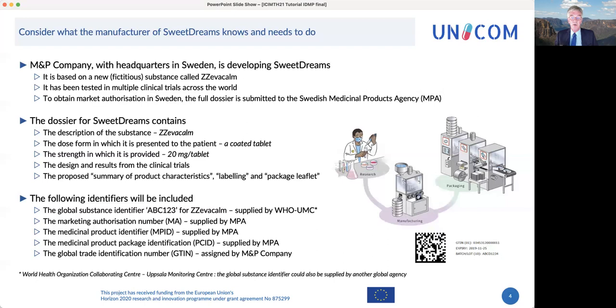What's interesting and crucial to understand is that a global substance identifier needs to be supplied by someone. There needs to be a global agency that actually distributes and controls these global identifiers. We've listed here the WHO UMC, which is the World Health Organization's collaborating center called the Uppsala Monitoring Center. Just happens also to be in Sweden, but it could be a different one. But the WHO UMC is doing a lot of work in this area and carrying out pilots in providing these global identifiers.